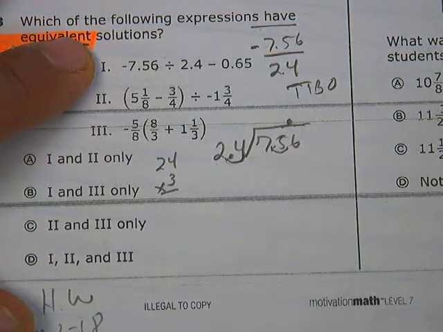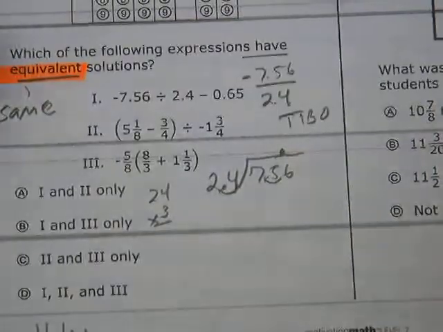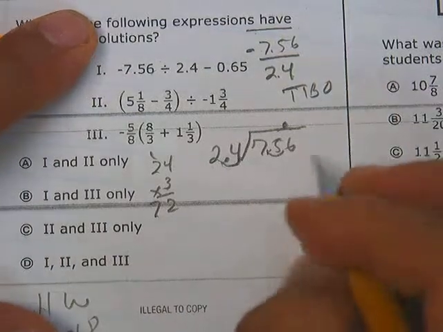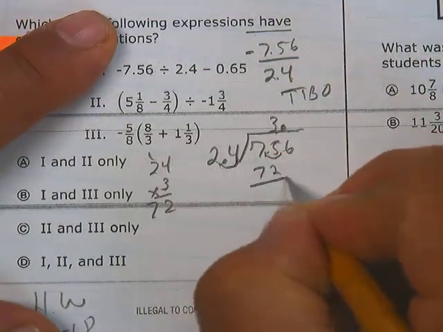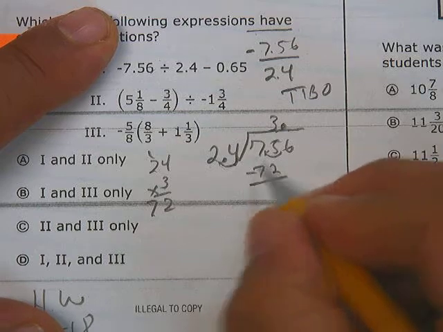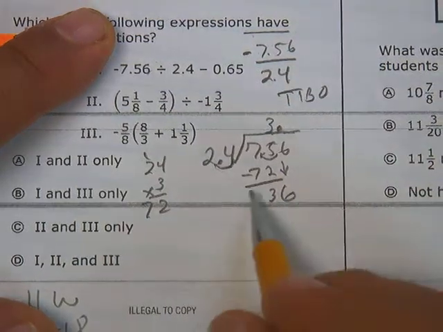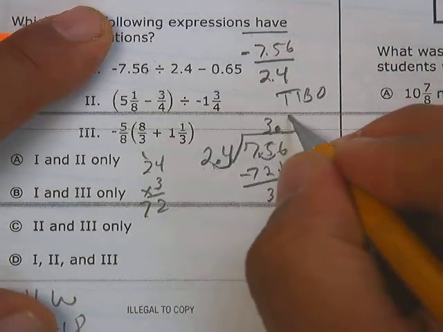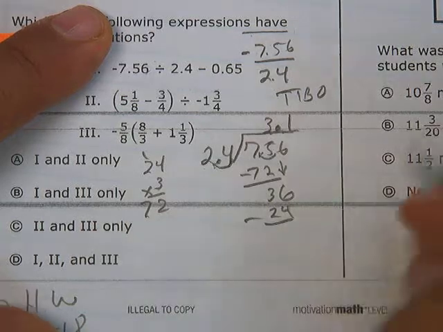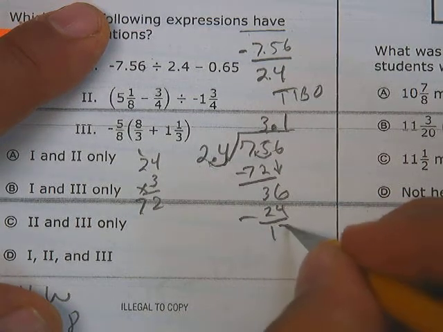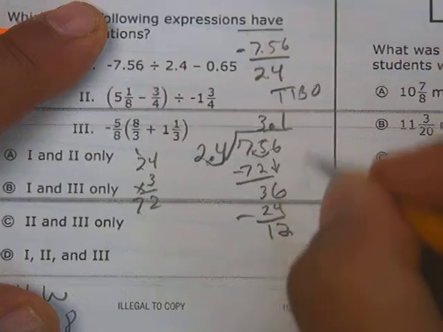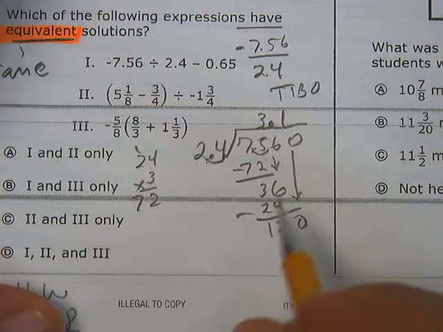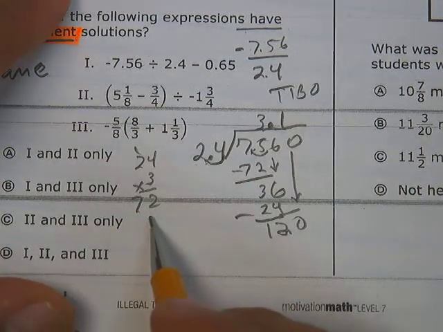And so now I have 24 into 75. How many times is 24 going into 75? Well, let's try 3. 24 times 3 gives me 72. We subtract, 75 minus 72 is 3, bring down the 6. How many times does 24 go into 36? Well, 24 times 1 is 24. 24 times 2 is 48, so we're going to go by 1. We subtract, 36 minus 24 is 12. Sorry.